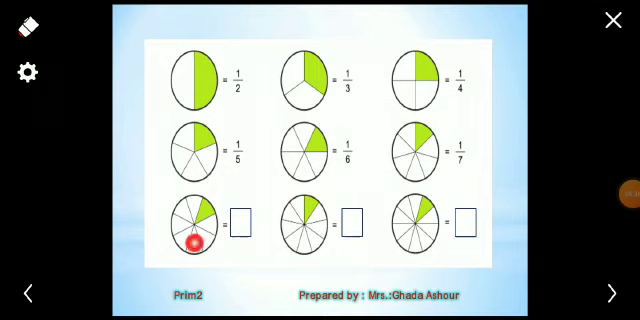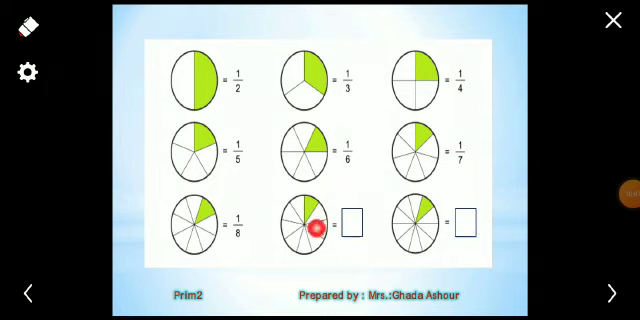What about that circle? That circle is divided into 8 equal parts. Let's count. 1, 2, 3, 4, 5, 6, 7, and 8. So that circle has 8 equal parts, so all parts equal 8, but just one colored part. So it will be 1 over 8.